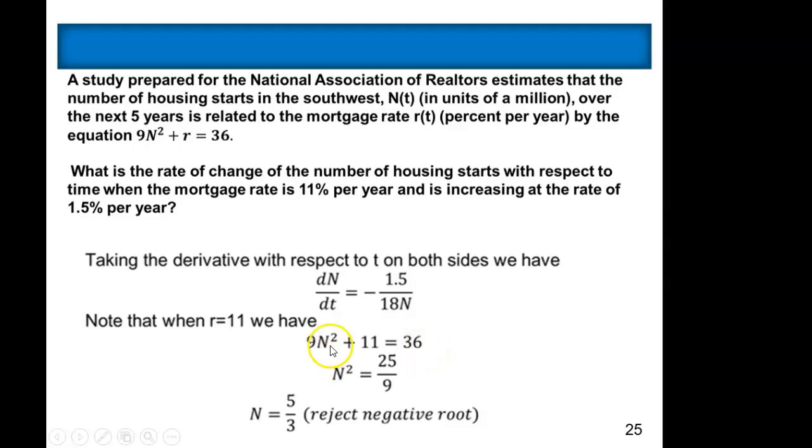Okay, I'm going to solve this for n, so I'll subtract 11 from both sides. That'll give me 25, divide by 9, and then to get n by itself, I'll take the square root, which will give me 5 over 3. I don't really need to worry about the negative square root because I wouldn't have a negative number of housing starts. So I'm just looking at the positive square root.